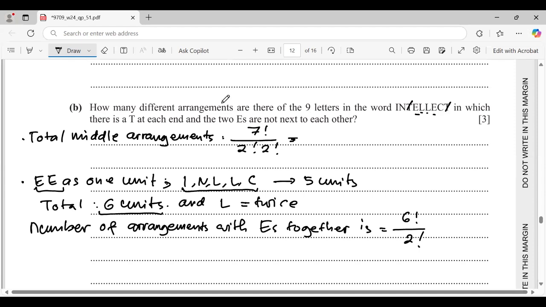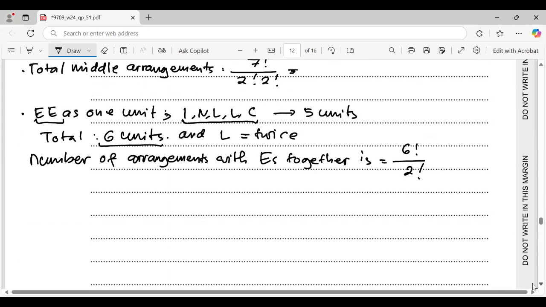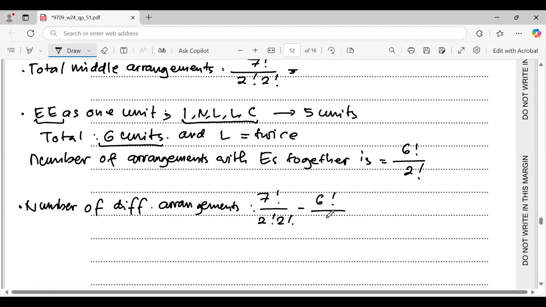And then the total number of different arrangements we can determine as 7 factorial over 2 factorial times 2 factorial minus 6 factorial over 2 factorial. It is 5040 over 4, because 2 times 2, minus 720 over 2, half. And if you calculate, this is 1260 minus 360, it is 900. Next question.